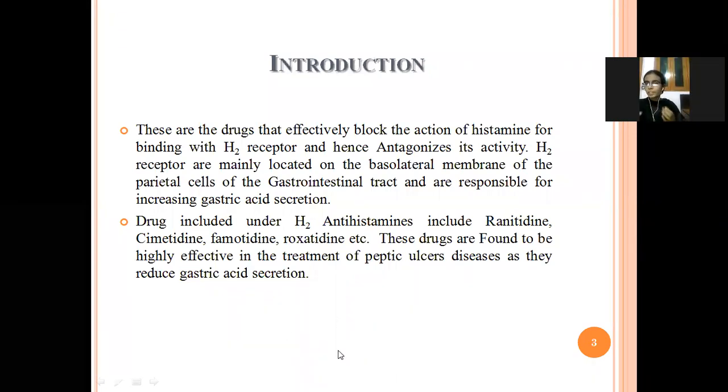Some of the drugs among the H2 antagonists are ranitidine, cimetidine, and famotidine. These drugs are mainly used in the treatment of peptic ulcers, as they reduce gastric acid secretion.